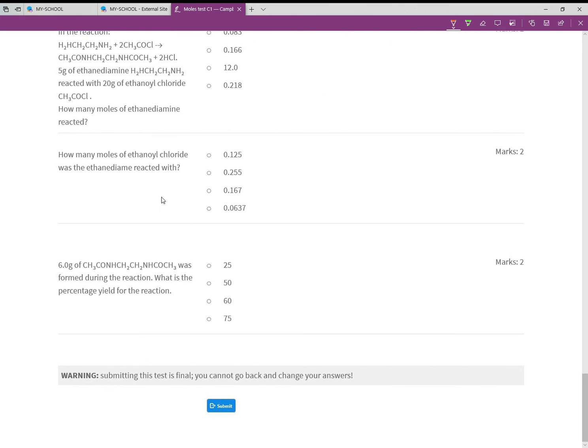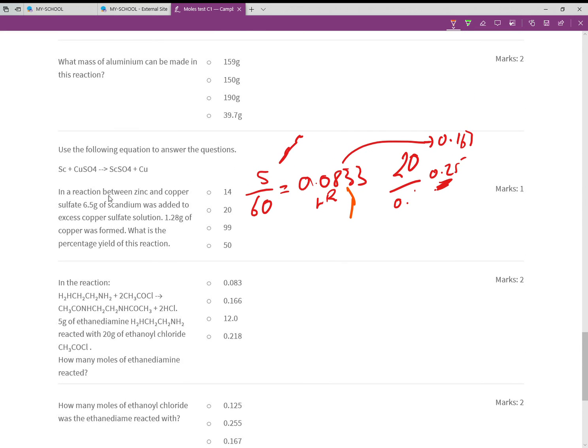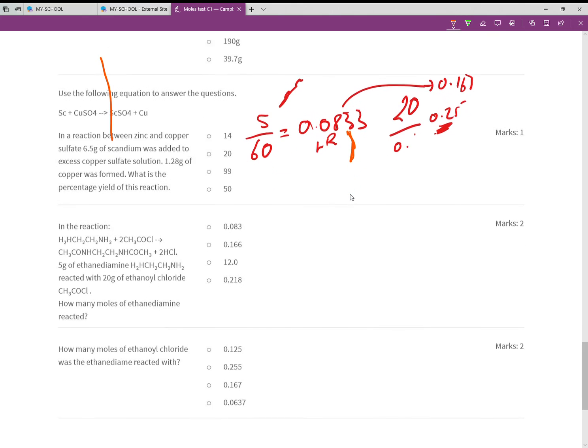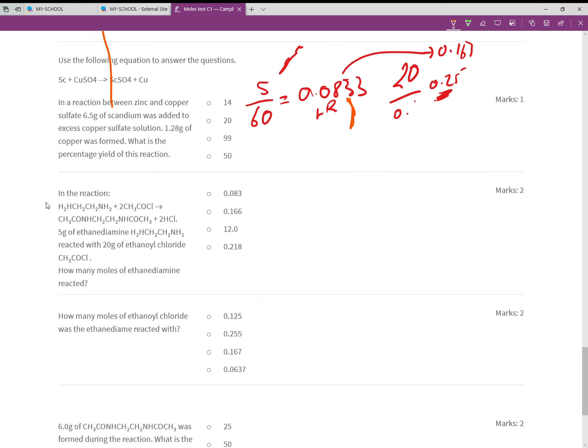So 6 grams of our product was formed. What's the percentage yield? Well, let's have a look at that. Our percentage yield: we would have expected to make 0.0833 moles of it. So we need to take the 0.0833 and multiply that by the RFM of our desired product, which is the one that my cursor is hovering over now.